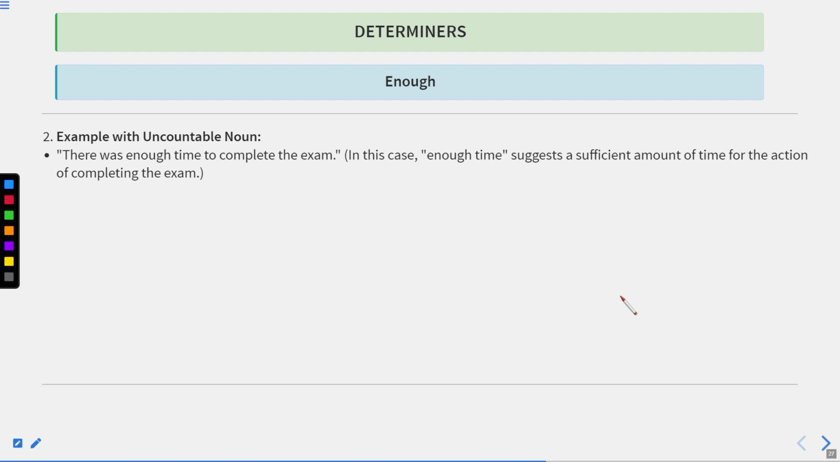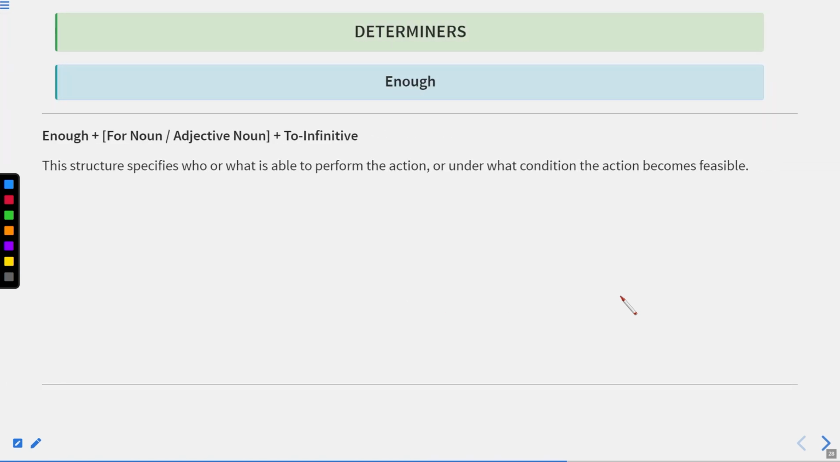Example with an uncountable noun: there was enough time to complete the exam. In this case, enough time suggests a sufficient amount of time for the action of completing the exam. Now let us move to the next one.